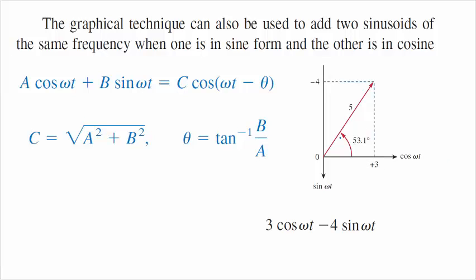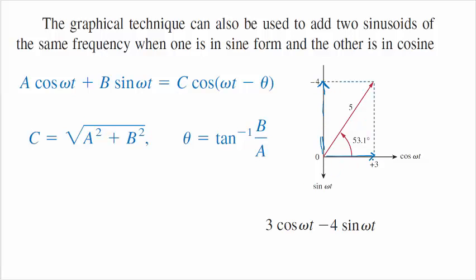It's a vector of length 3 plotted in the cosine omega t direction. Then, using this graphical method, the sine omega t points downward, but it's minus 4 sine, so I'm going to be pointing upwards, and I get a vector in this other direction with this negative amplitude here.